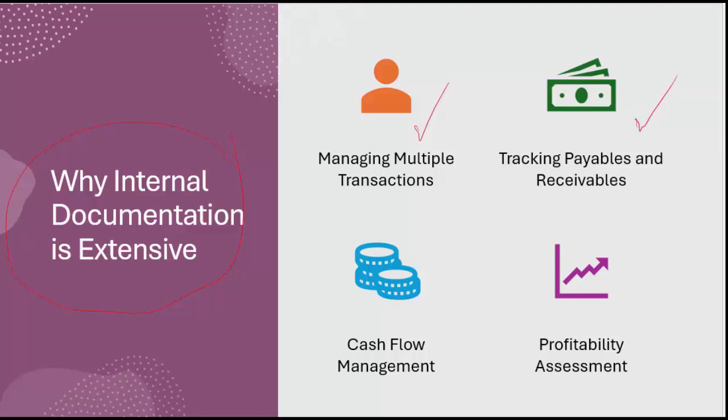3. Cash flow management. It is essential for the company to ensure that it has enough cash at the right times to pay its bills, suppliers, and employees. Proper internal documentation, such as invoices and payment records, helps manage cash flow efficiently. 4. Profitability assessment. The company must continuously compare its earnings with its costs to ensure it is making a profit. Internal documentation, such as invoices, payroll records, and expense claims, provides the data necessary for this analysis.